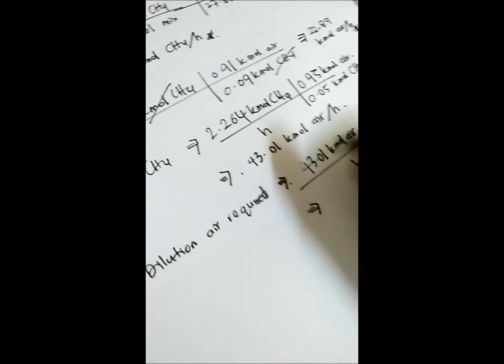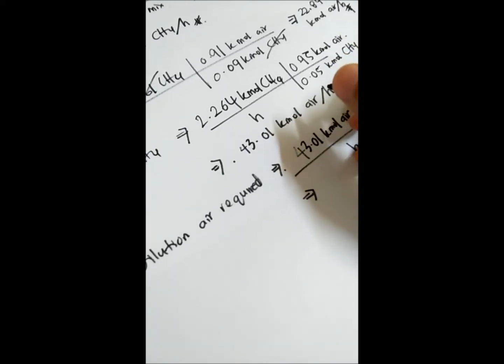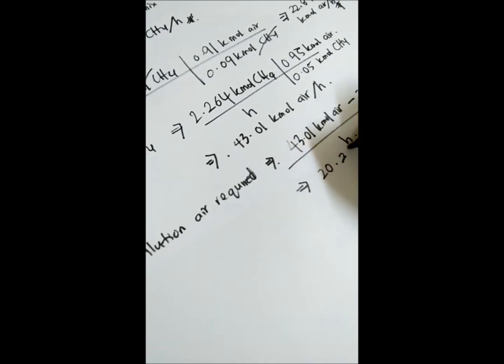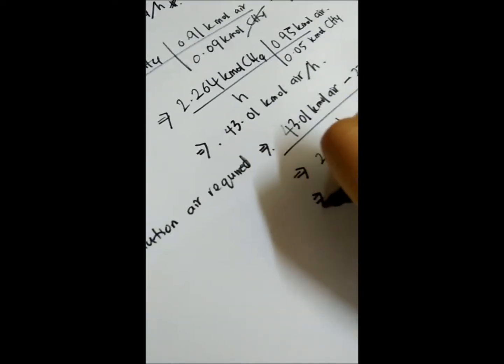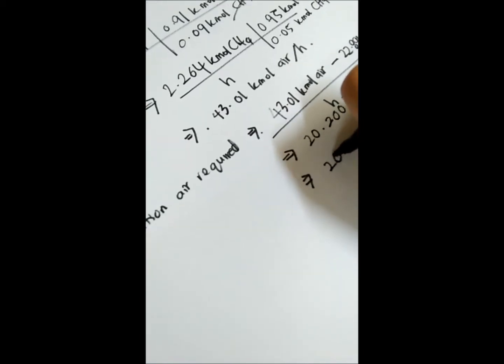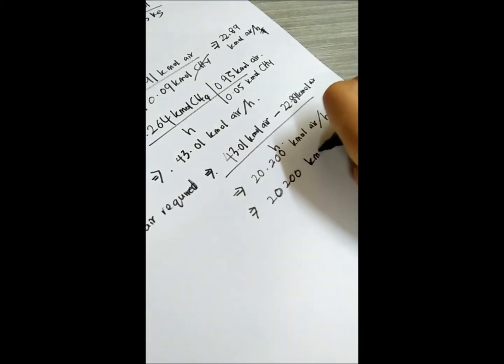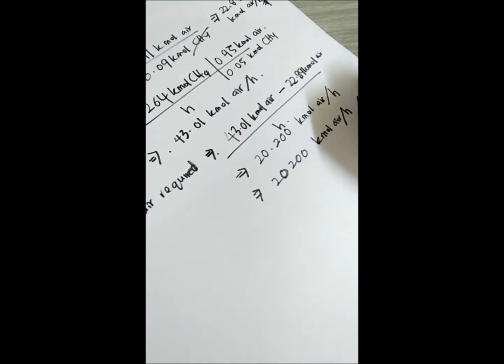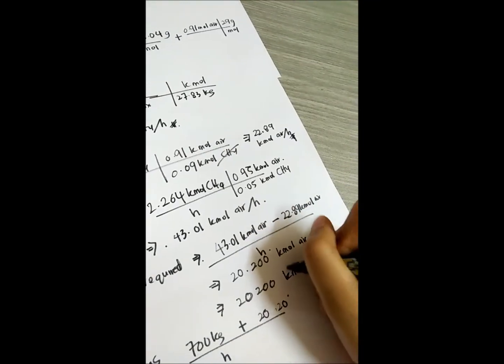So you will get 20.20 kilomole of air per hour, or 20,200 mole of air per hour.